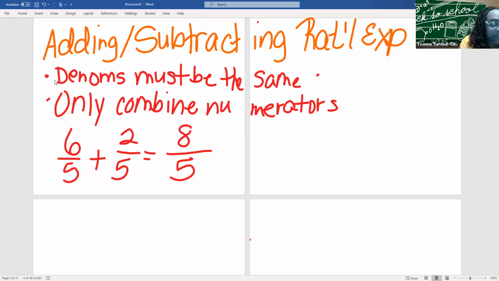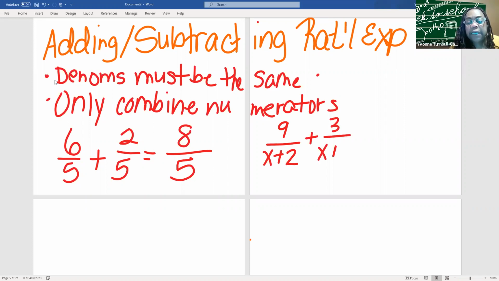Now that's pretty simple. Now let's do something that looks like this: 9 over x plus 2, added to 3 over x plus 2. I said this a couple seconds ago: it doesn't matter what the denominator is, because we're dealing with rational expressions, so it's going to be an expression. Your denominator is x plus 2. So go over to your answer and write x plus 2. That's one less thing we have to worry about.